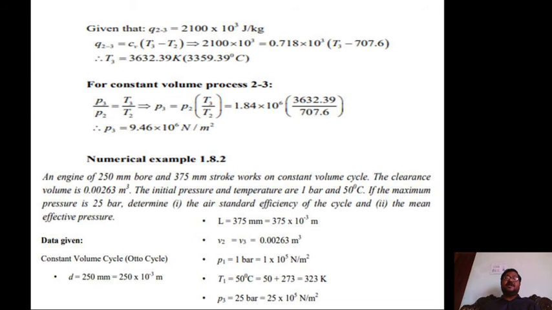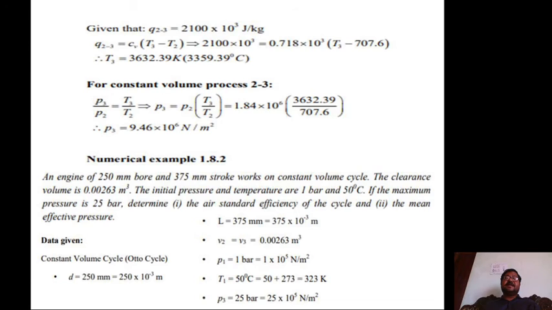Two reversible adiabatic processes, and two constant volume processes, heat addition and heat rejection, will be there. The clearance volume is 0.00263 meter cube. Clearance volume Vc is given. The initial pressure and temperature are 1 bar and 50 degrees. Initial pressure is 10 to the power of 5, so you can convert that into Newton per meter square by multiplying with 10 to the power of 5. And then 50 degrees Celsius.